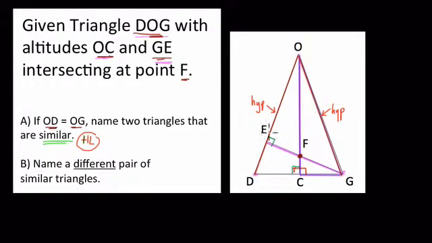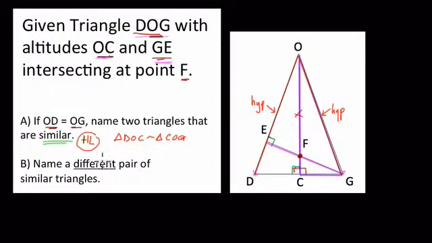So we have two hypotenuses and we're told they're equal. So we already have a hypotenuse. What's nice is they also share this leg right here. They both share leg OC. So that leg, of course, is equal to itself. These two hypotenuses are both equal. They're right triangles. So that means triangle DOC is similar to triangle COG. And okay, we've got that.